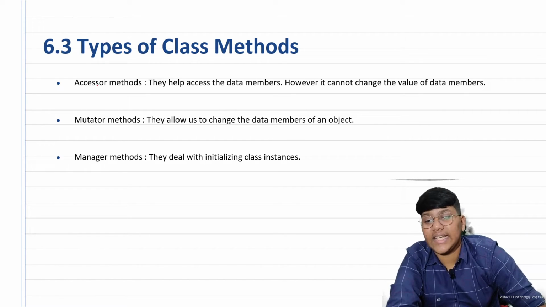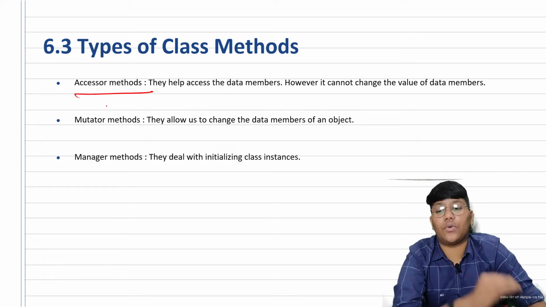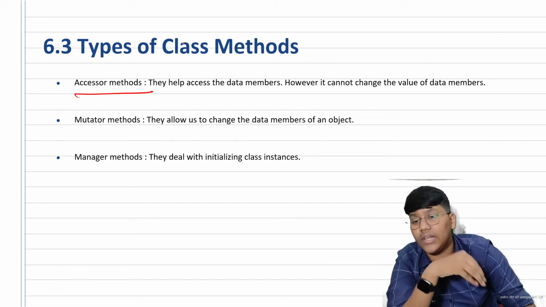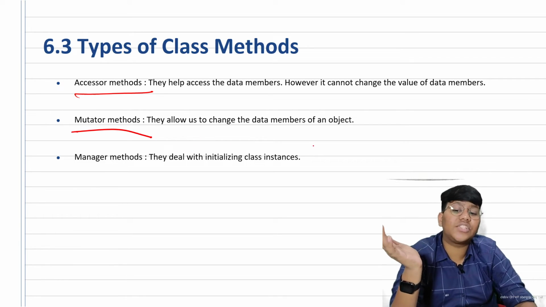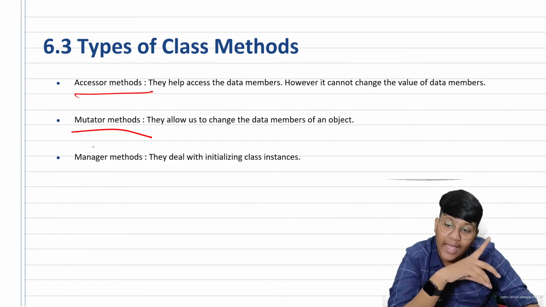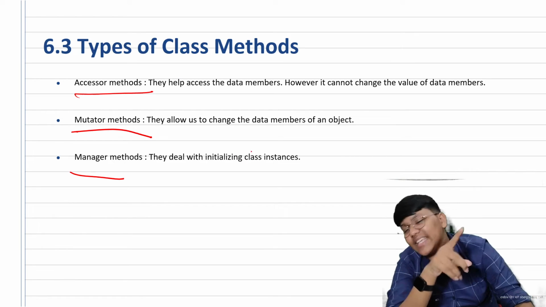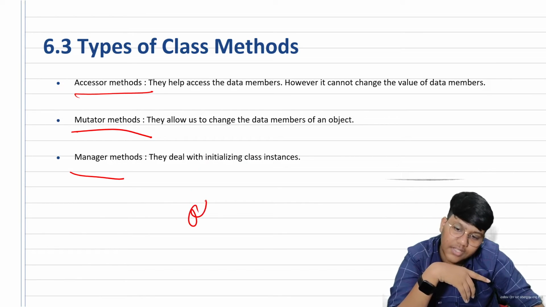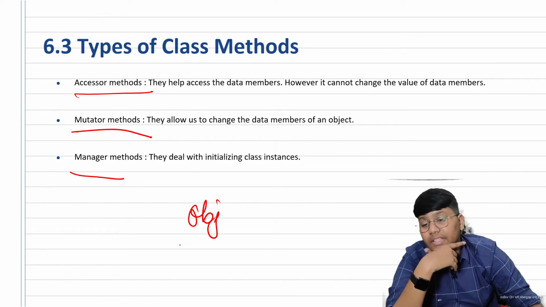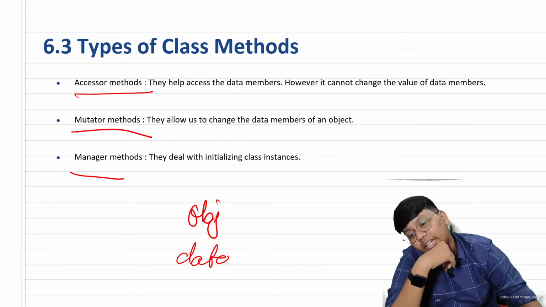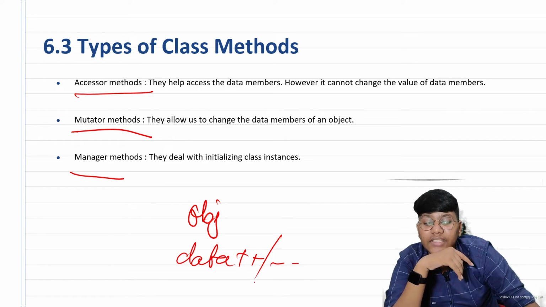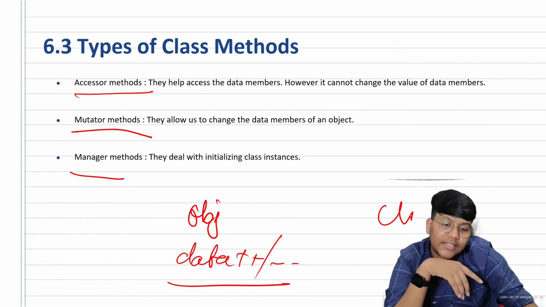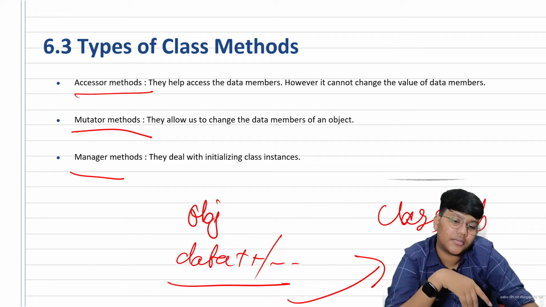Now what are these? Accessor methods, as the name suggests, are used only to help access data members. Mutator methods allow us to change the data members of an object. And manager methods deal with initializing class instances, like creating objects. Mutator methods will change the value inside it, data plus plus, minus minus, and accessor methods will help access this data in another class or object.